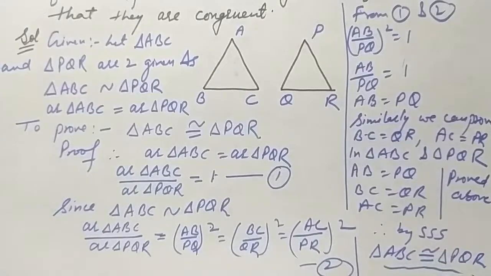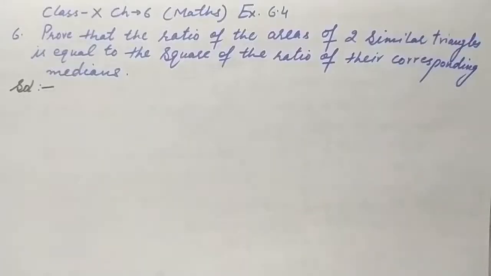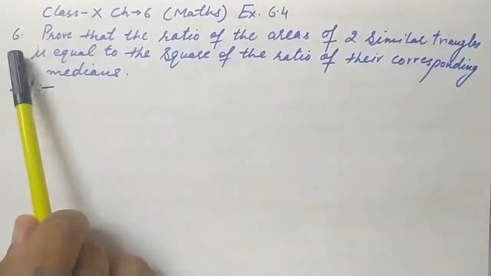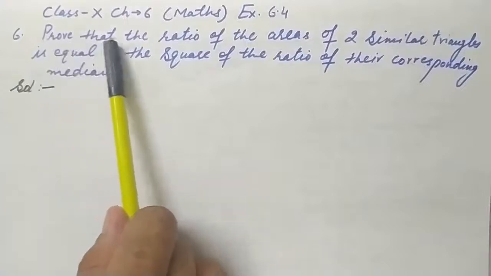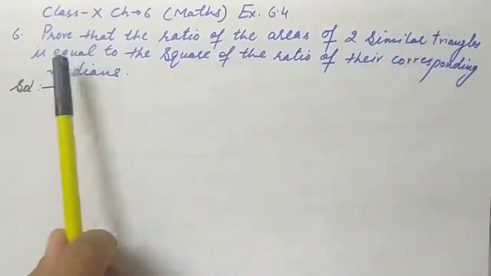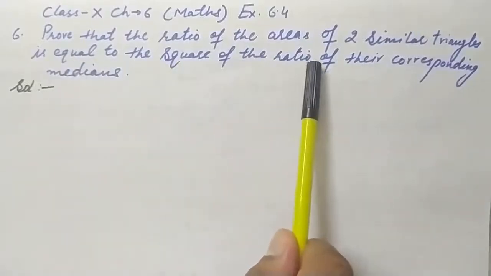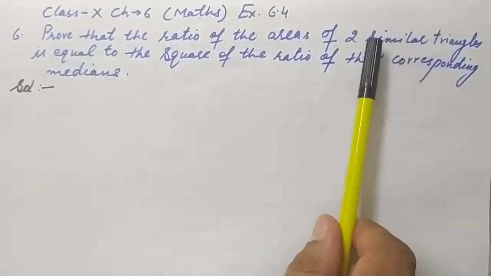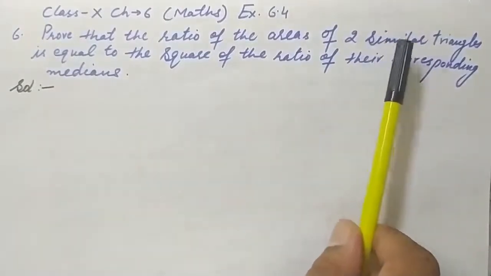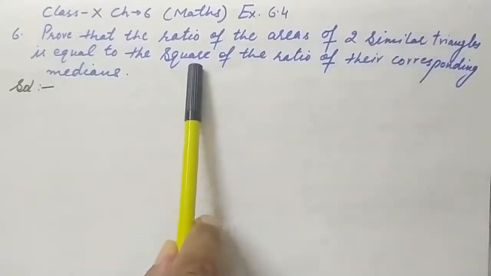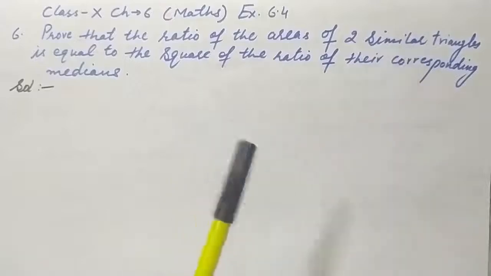Let's do this question. This is taken from class 10, chapter 6, exercise 6.4. Question number 6. Prove that the ratio of the areas of two similar triangles is equal to the square of the ratio of their corresponding medians. In this question, two similar triangles are given, and we need to prove that the ratio of their areas is equal to the square of the ratio of their corresponding medians.